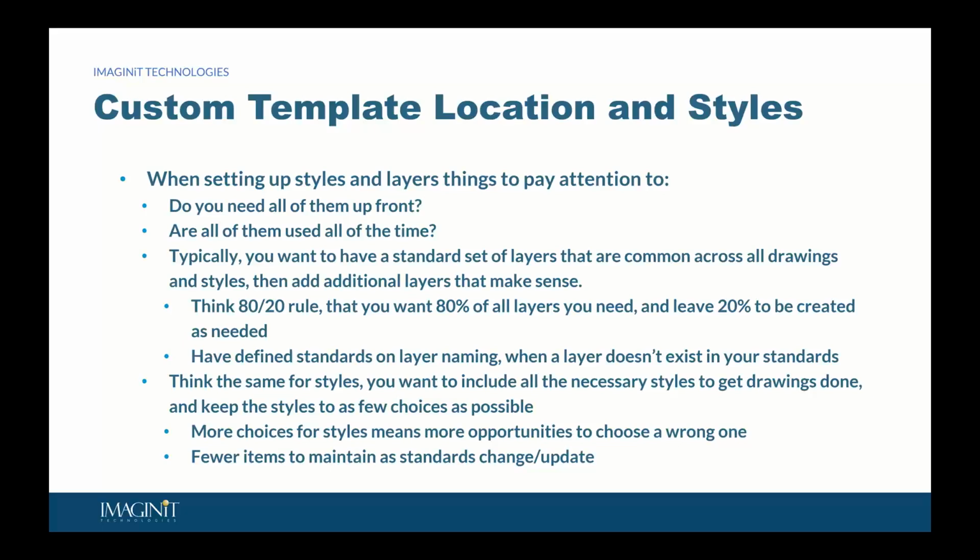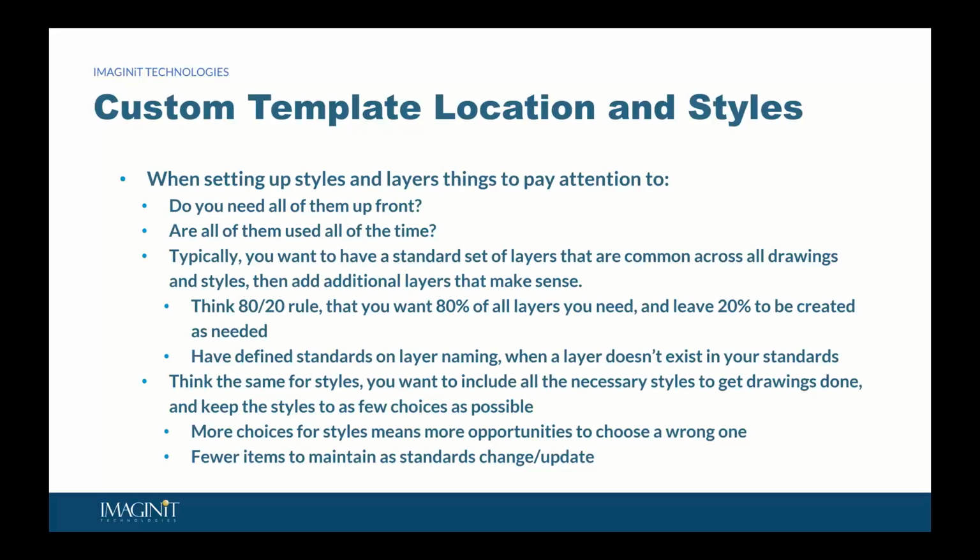And typically you want to have a standard set of layers that are common across all drawings and styles, then add additional layers that make sense. Like I said, this is that 80-20 rule. You want 80% of all the layers you need and leave 20% to be created as needed, and then have defined standards on layer naming when a layer doesn't exist in your standards. And again, this comes back to a layer should make sense. Those of you that are following national CAD standards, it's really easy. Those of you that are not, have a defined process. So C is always civil, V is always survey, A is always architecture, something like that.